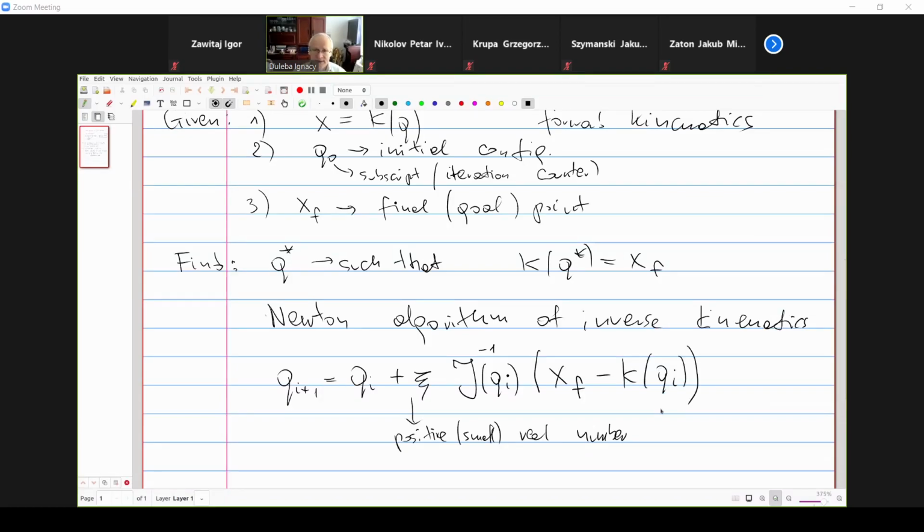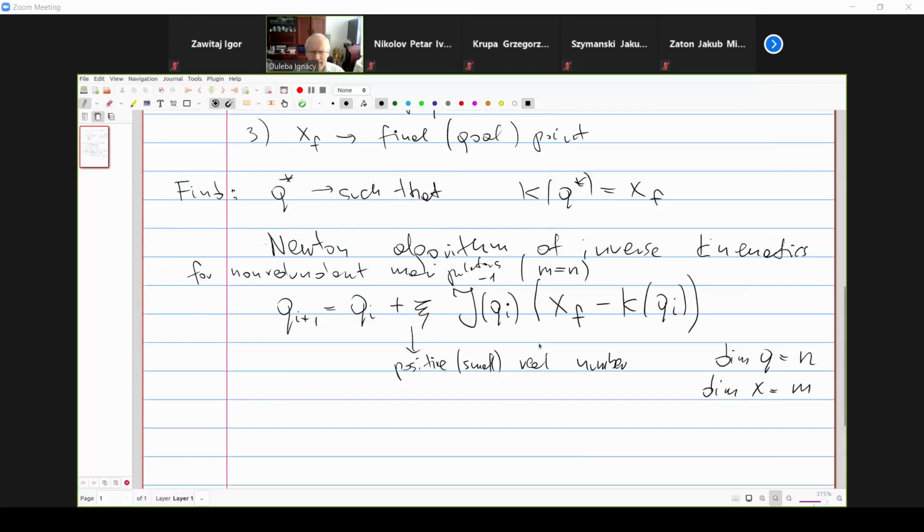Of course, this method, the Newton algorithm of inverse kinematics, I will add is for non-redundant manipulators. Non-redundant manipulators means that N is equal to M. So the dimensionality of Q is equal to M, the dimensionality of X is equal to M. So the manipulator is non-redundant.